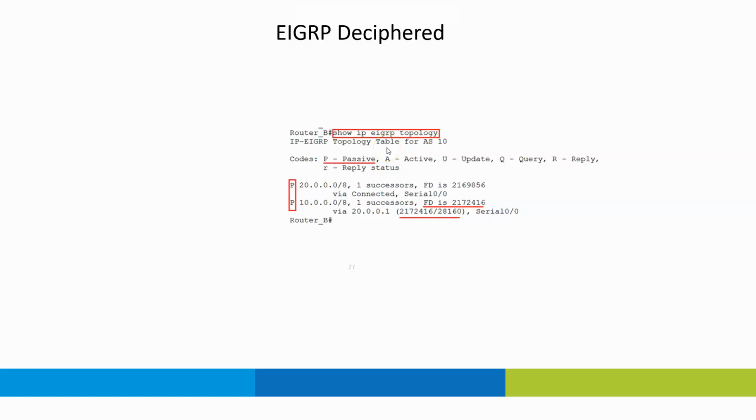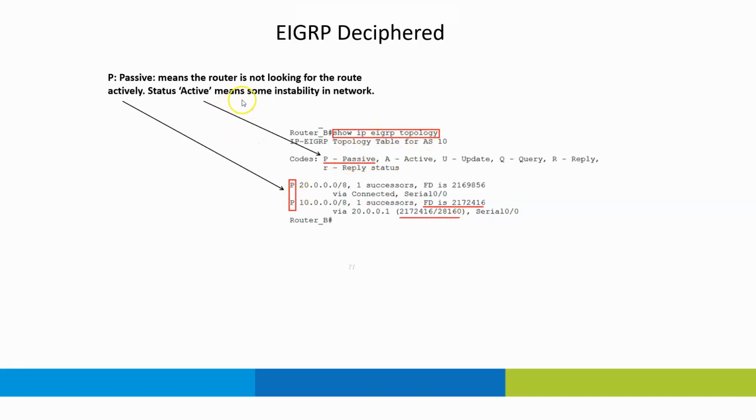EIGRP, and we've looked at these, so hopefully we'll just click through this. Show IP EIGRP topology table. P for passive. Passive is a good thing, not looking for the route actively. The status of active means that there's instability. It's actually trying to find a new route. It didn't have the backup, so something went down, something happened. I need to find a new route that goes along with it.